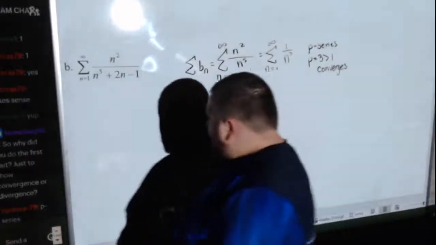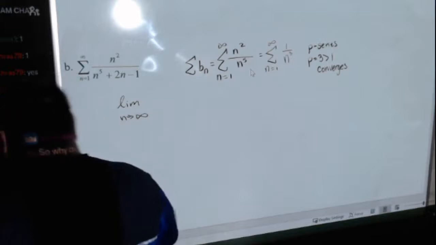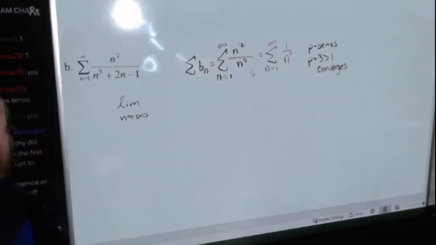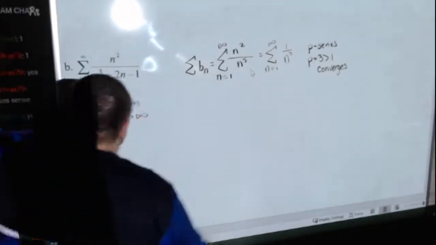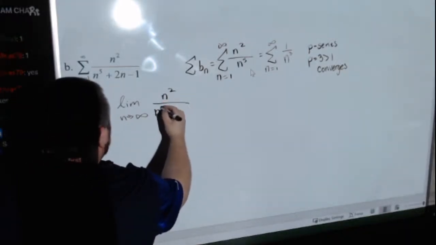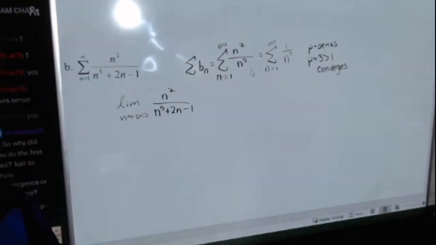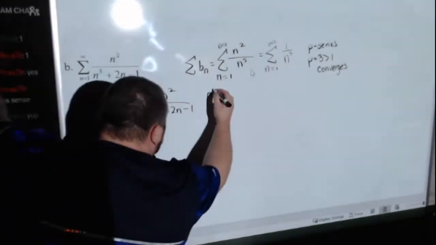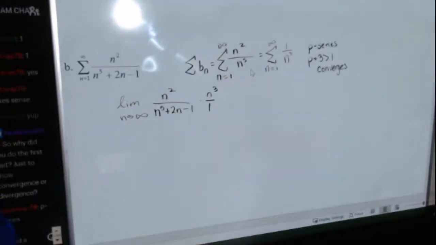Next step is to take the limit as n approaches infinity of a sub n divided by b sub n, or multiplied by the reciprocal of b sub n. So I'm going to multiply by n cubed over 1 as opposed to dividing the entire thing by 1 over n cubed.